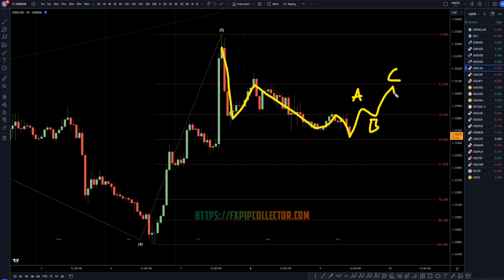And I think that tomorrow's news, either the Canadian news or the dollar news, is more likely to cause this to end the correction, maybe even like a 1, 2, and wave 3 of wave 3.